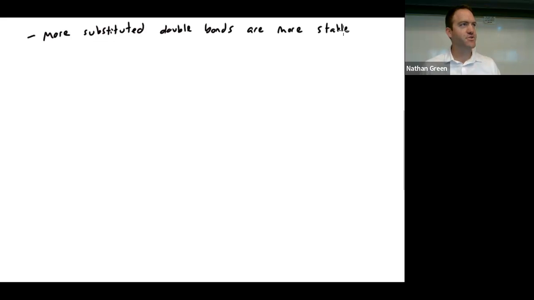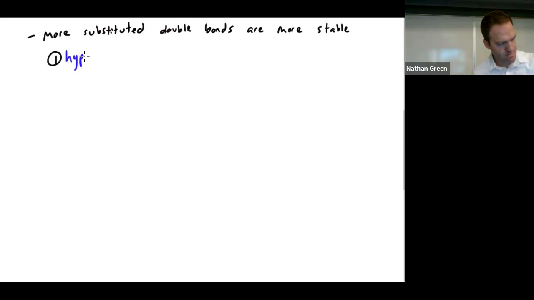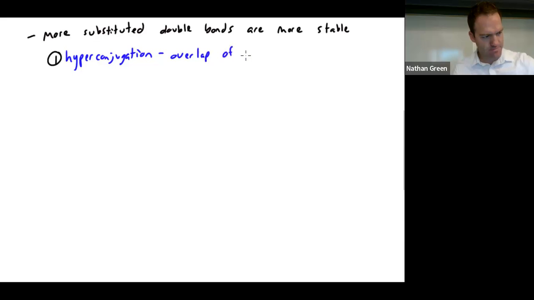If you liked my classic literature references, you're going to love the really complicated explanation here. There's two reasons for why a more substituted double bond is more stable. The first one is the hardest, and it's called hyperconjugation. Hyperconjugation is the overlap of a pi bond with a neighboring sigma bond.